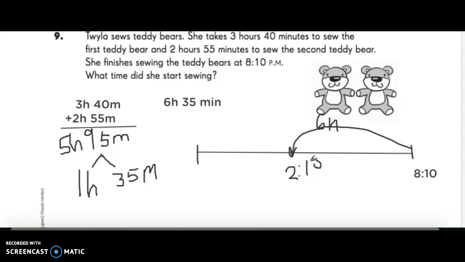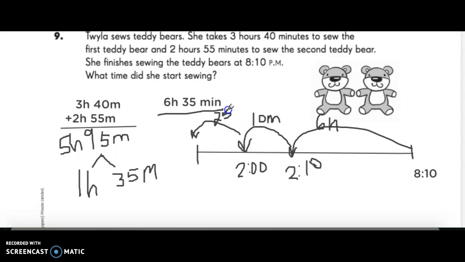Now this is where some people got tripped up here, okay? So we need to go a total of 6 hours and 35 minutes, but we're at 2:10. So we're going to break this up and go back to the solid hour so we don't get confused here. So we'll go back 10 minutes to be at 2 o'clock. Now we need to think if we went 10 minutes and we needed to do 35, so we have 25 minutes left. So we're going to do that final 25-minute jump.